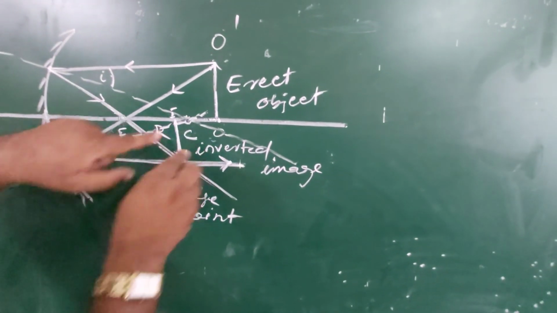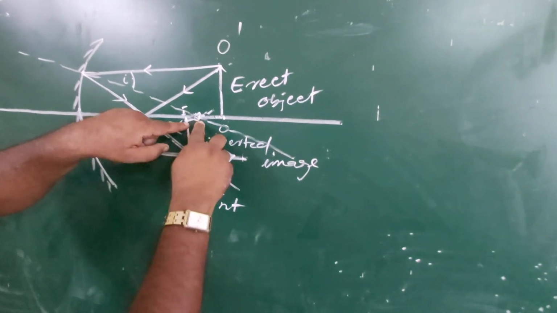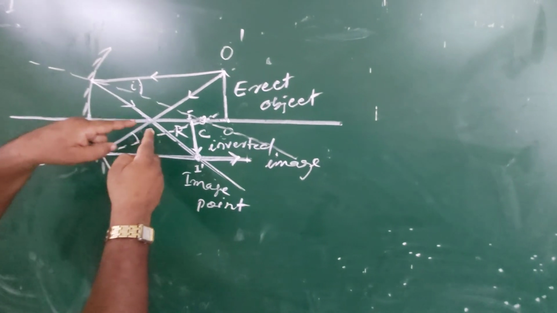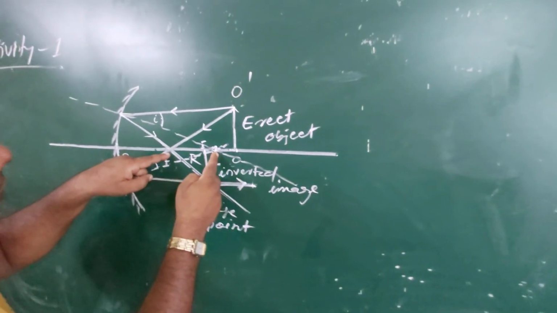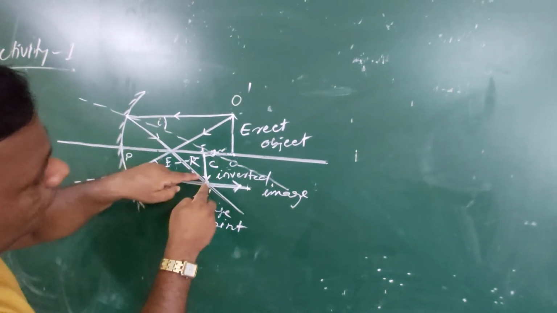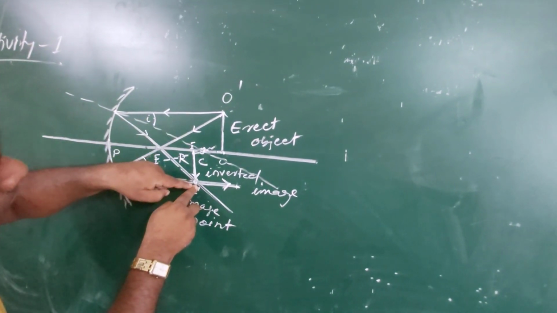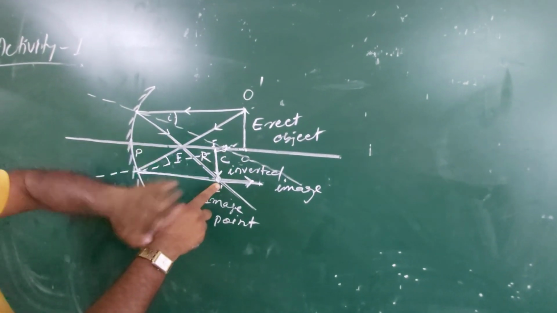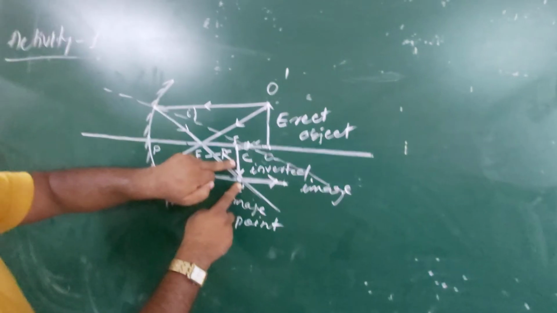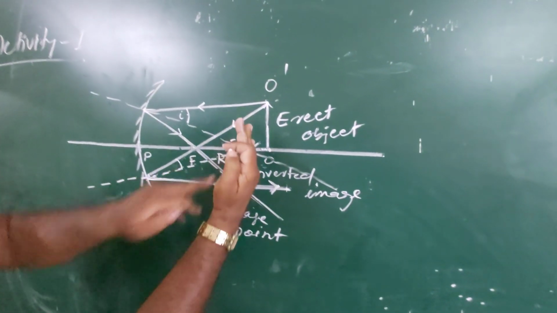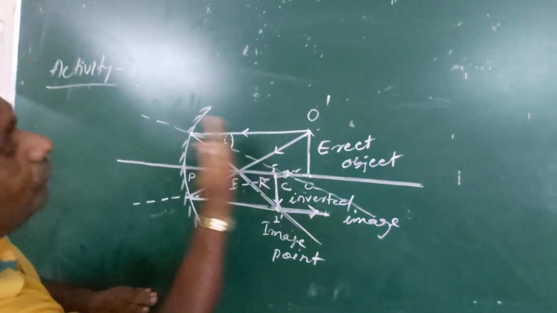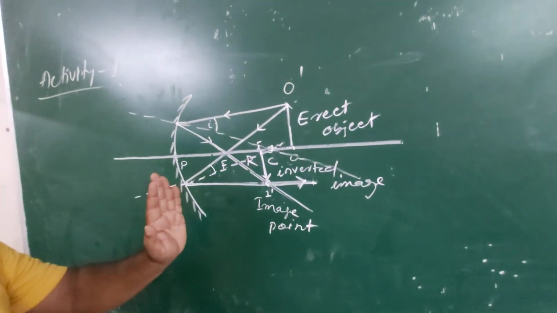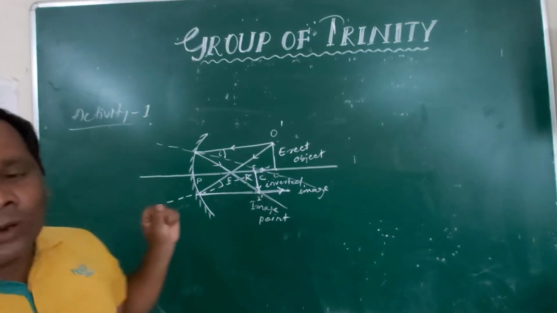So just see here, when the object is present beyond the center of curvature, then where is the image formed? Between the focus and the center of curvature. And what is the nature of the image? The image is formed below the principal axis, therefore it is called the inverted image, right? And it is also a real image. Just see, if you place a piece of paper in front of the concave mirror, then you can catch the image. Okay children, this is related to your activity 1.